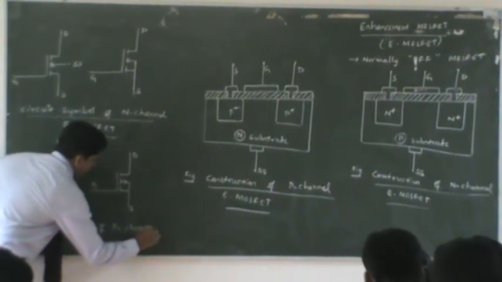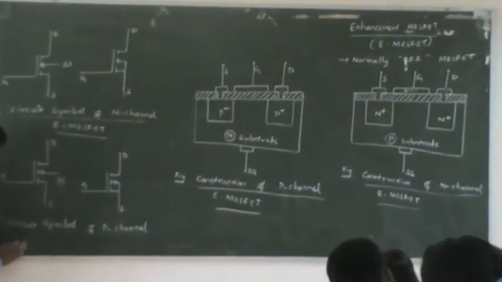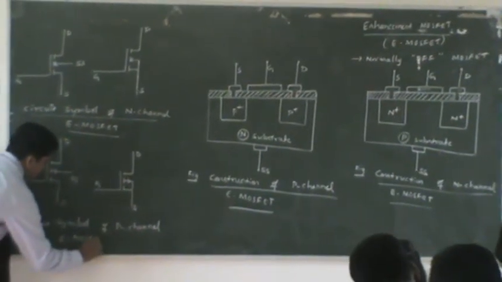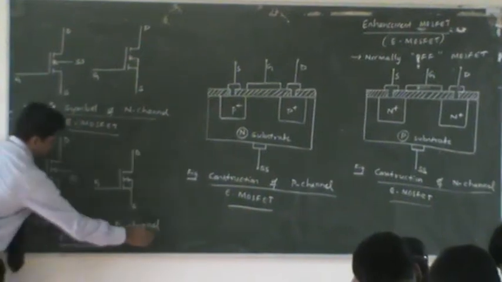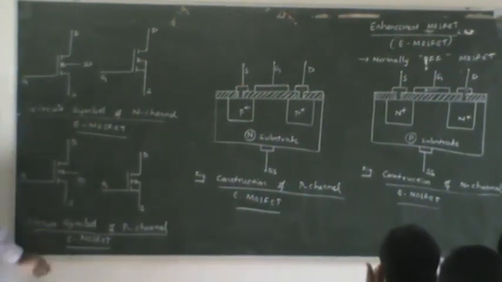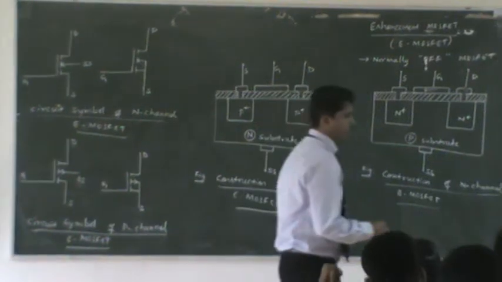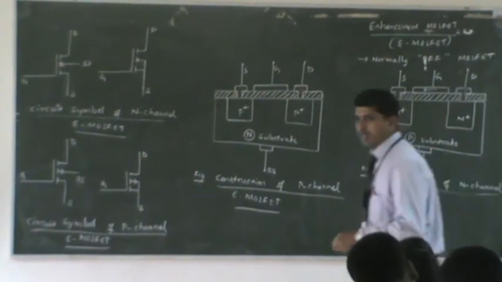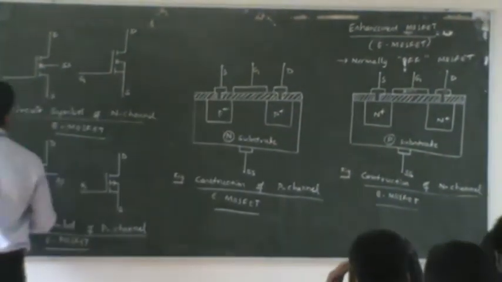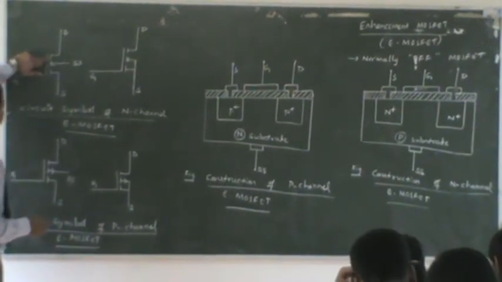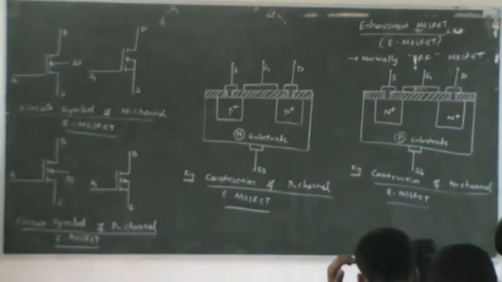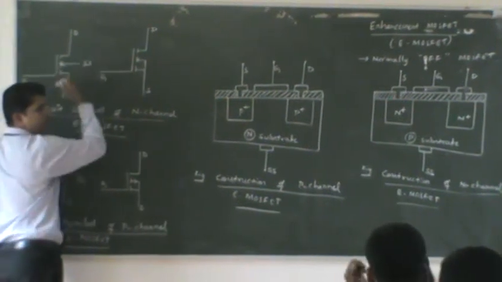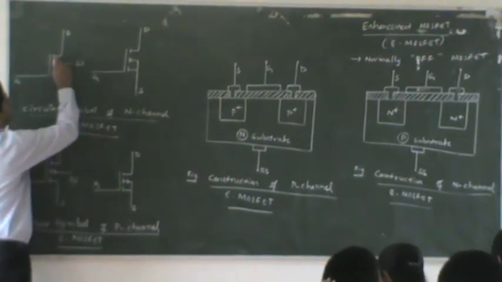So this is the circuit symbol for P-channel enhancement MOSFET. Let's compare the circuit symbols of P-channel and N-channel MOSFET with respect to depletion MOSFET. What you can observe here is there is a breakage, a gap. You don't find this in depletion MOSFET. In depletion MOSFET, you have continuity because the channel was there, but over here the channel has been broken.